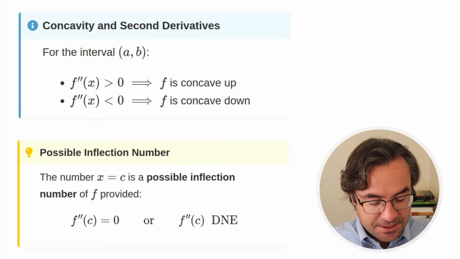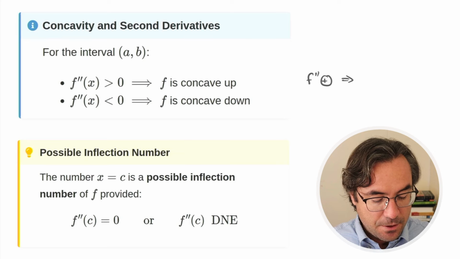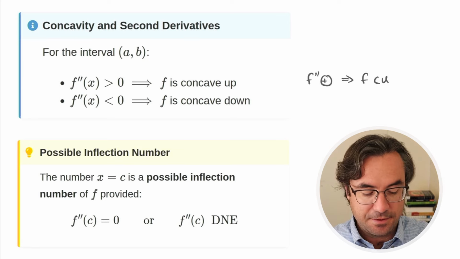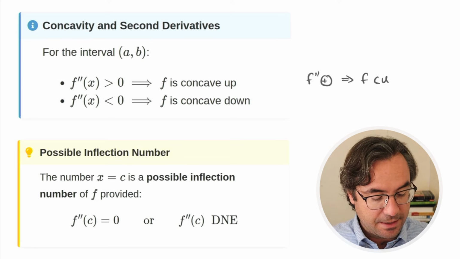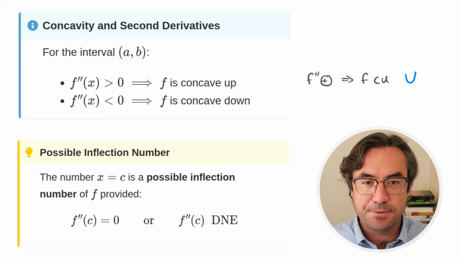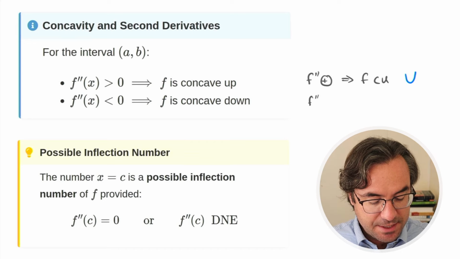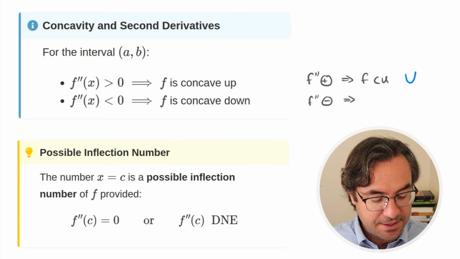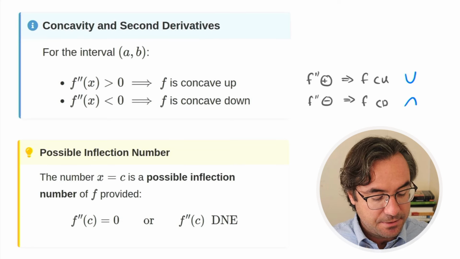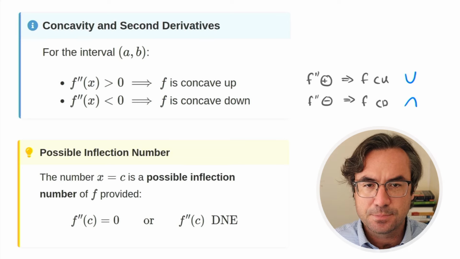Now for intervals of concave up, concave down, we're going to use the second derivative. So what this says is that if f double prime is positive, well then f is concave up on that interval. And again, concave up means it has this kind of shape. And if f double prime is negative, well, that implies that our original function f is concave down, and that has this kind of look.